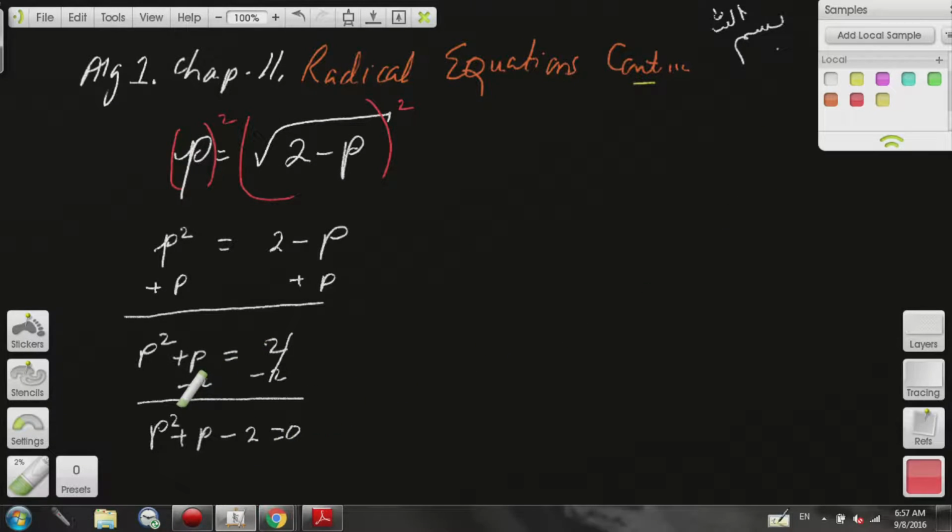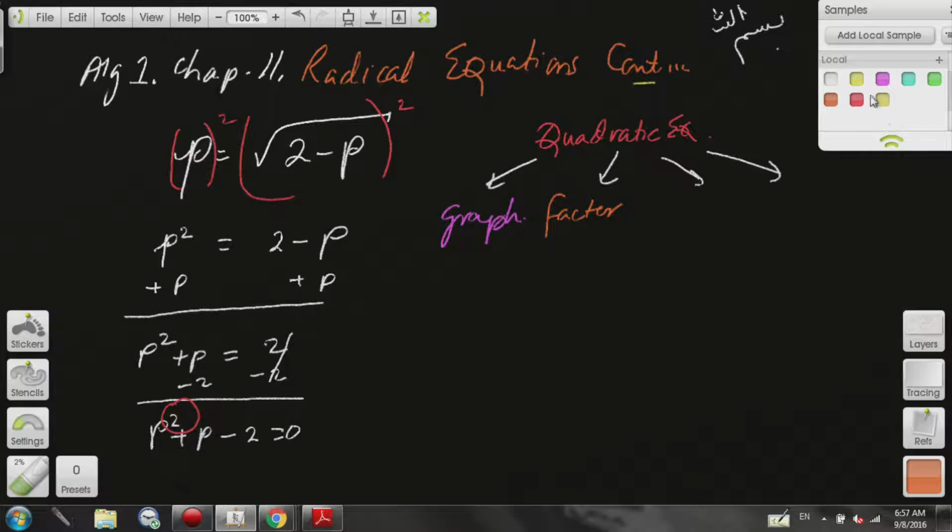Now this is a quadratic equation. If you recall, there are 4 ways to solve them. You can graph them, you can factor them, you can complete the square, and finally you could do the trusty quadratic formula: opposite of b plus or minus square root of b squared minus 4ac, over 2a. In this case, I'm guessing I can factor this, so let me rewrite this.